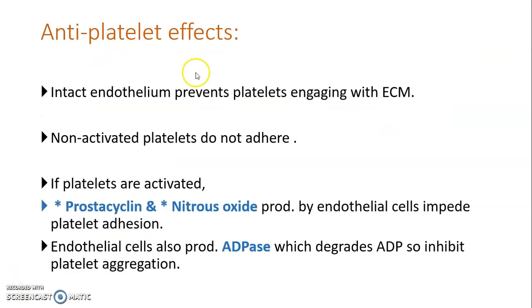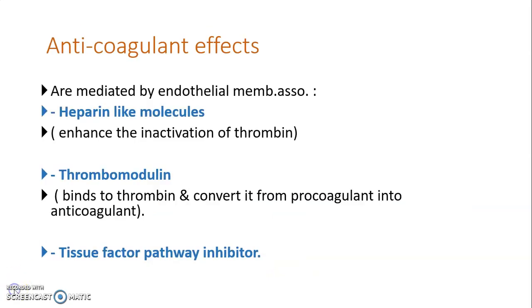Coming to antiplatelet effects of endothelium, intact endothelium prevents platelets engaging with ECM. Non-activated platelets do not adhere. If platelets are activated, then prostacyclin and nitric oxide produced by the endothelial cells impede platelet adhesion. Endothelial cells also produce ADPase, which degrades ADP, so it inhibits platelet aggregation.